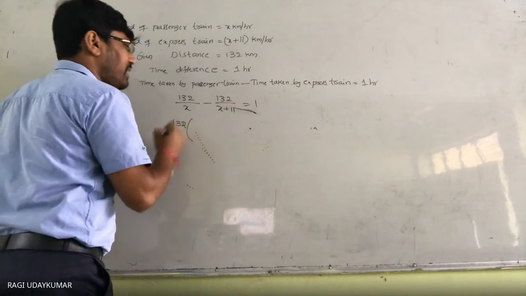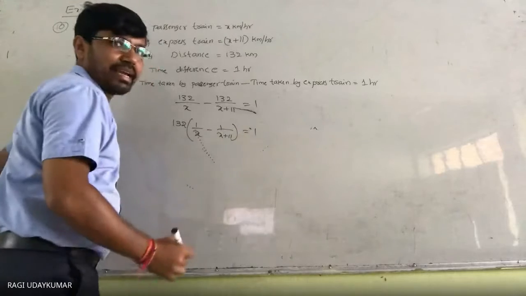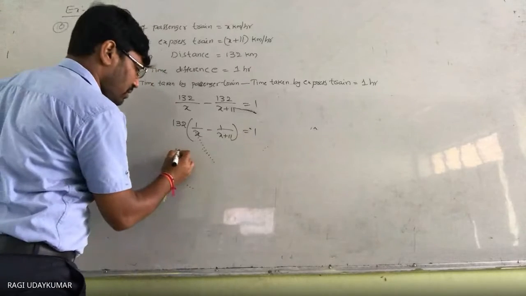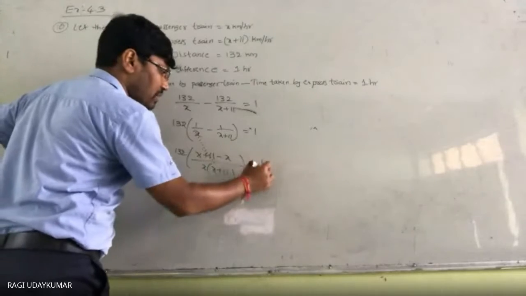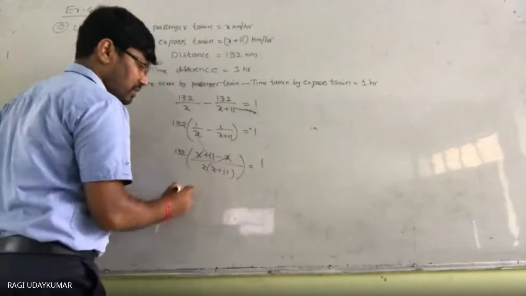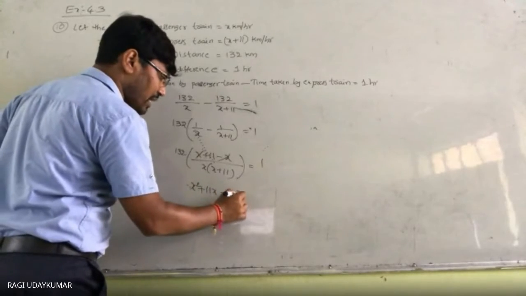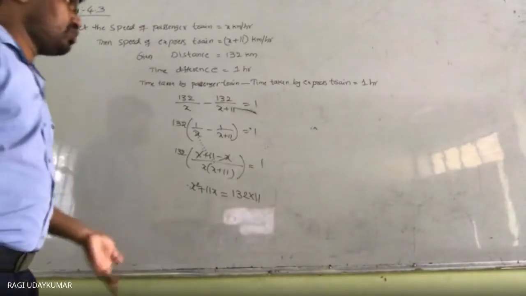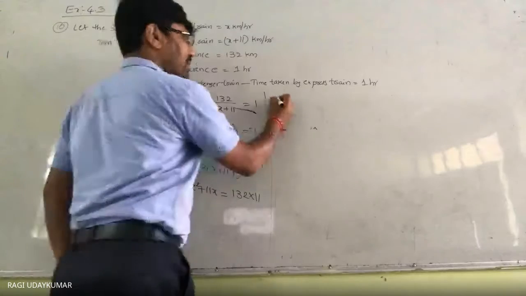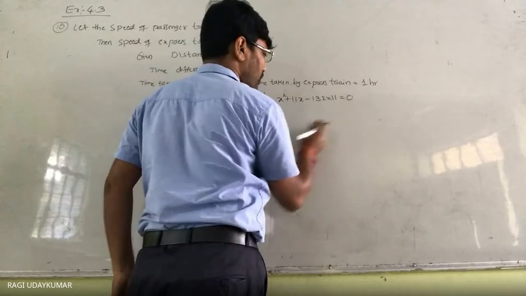Better you take 132 common so that the problem becomes a little easier. Otherwise, it looks complicated. When you take 132 common, with x into x plus 11, we get x plus 11 minus x equal to 1. So x will get cancelled. We get x square plus 11x is equal to 132 into 11. Multiplication is not necessary here. x square plus 11x minus 132 into 11 is equal to 0.